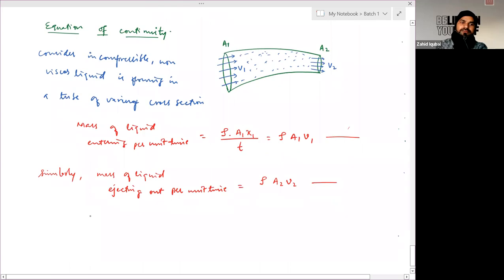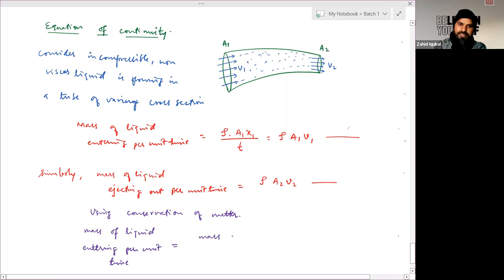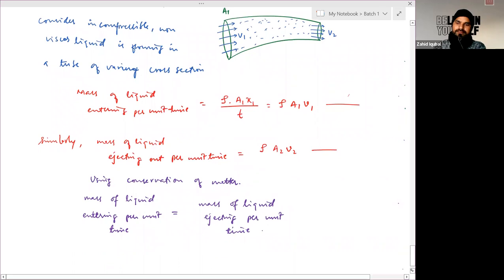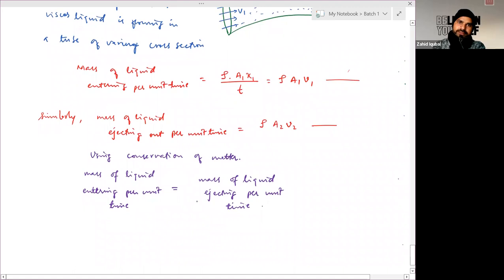So using conservation of matter, we can say mass of liquid entering per unit time will equal mass of liquid ejecting per unit time. Hiba, any doubt? No, sir.